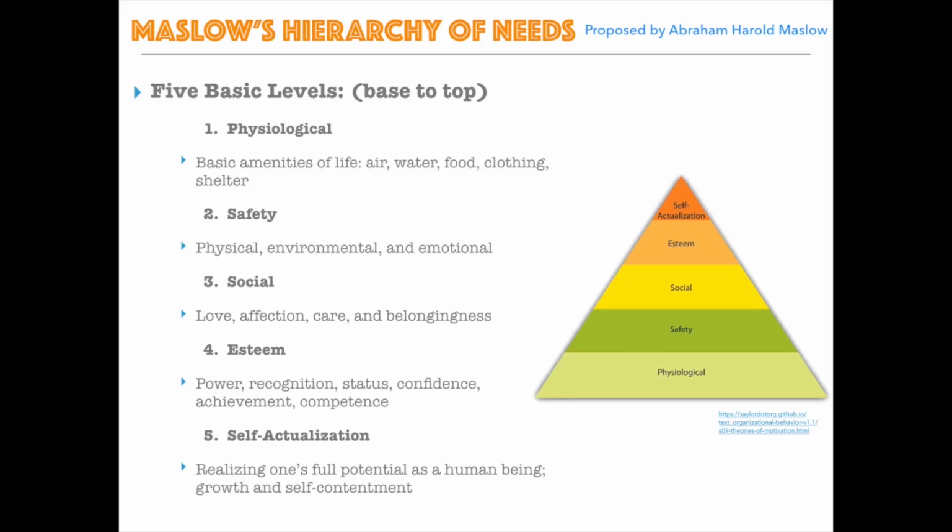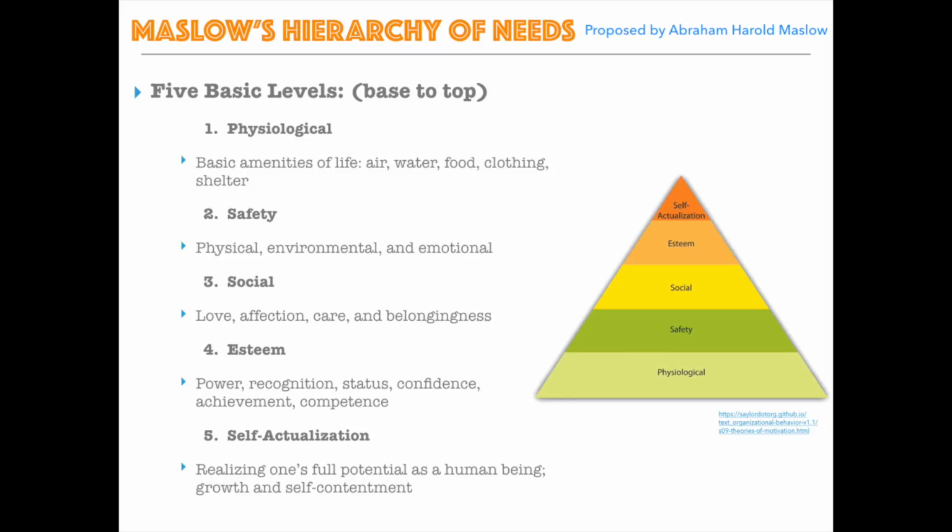The third level contains the social needs, which include love, affection, care, and a sense of belongingness. The fourth level is esteem, and this includes the need for power, recognition, status, confidence, achievement, and competence. And the top layer, the fifth, is self-actualization, which is realizing one's full potential as a human being, and this includes things like growth and self-contentment.